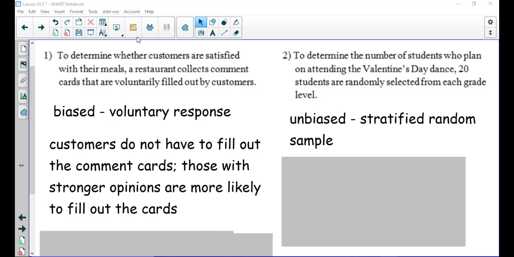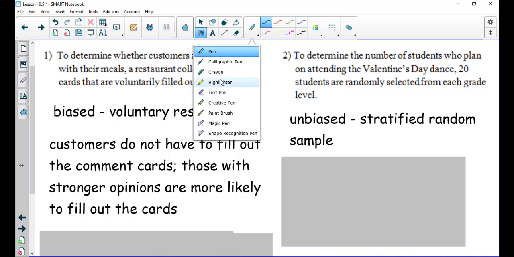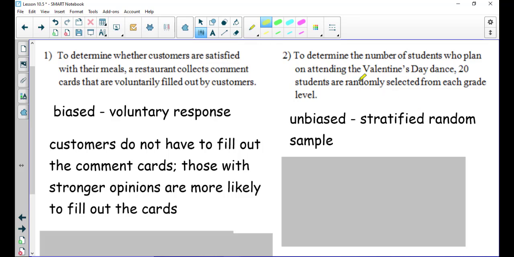In fact, I'm going to highlight some of the key words that are in each of these. Let me just move this box out of the way. As we look at this question, let me go ahead and grab my highlighter. One, we're saying randomly selected, which gives us a pretty good indication that it's going to be an unbiased or good sample, but we're also choosing from each grade level, and that's what's going to make it a stratified random sample. I want to go back to number 1 really quickly and just point out that phrase voluntarily filled out. That's what makes it a voluntary response.